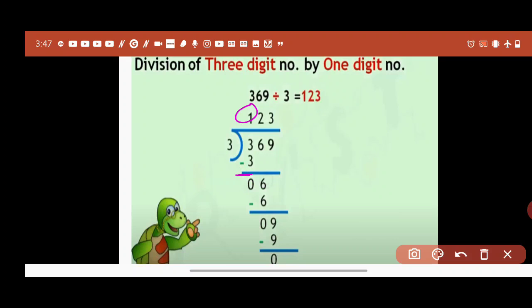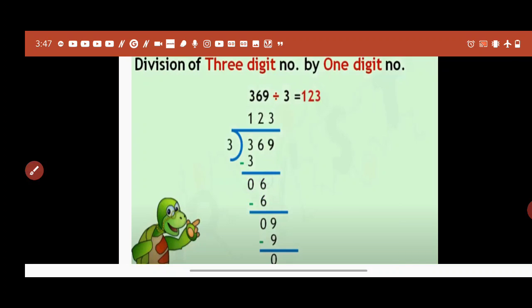Subtract both the numbers, write down 0. Now just observe there are still 2 numbers left to be divided. Bring down one number. Bring down the next digit. Which is the next digit? 6, which is at the tens place. Bring down 6 from the tens place.